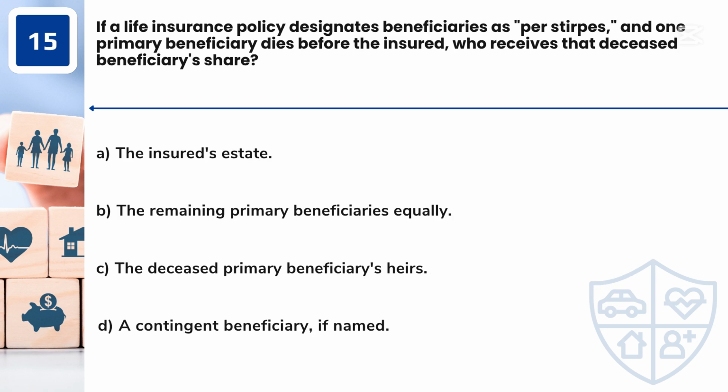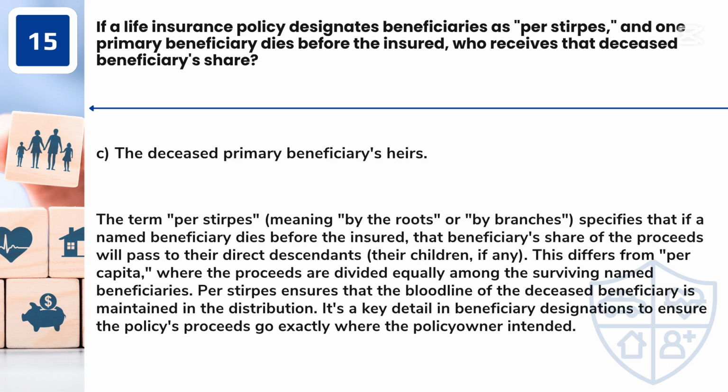Question 15. If a life insurance policy designates beneficiaries as per stirpes, and one primary beneficiary dies before the insured, who receives that deceased beneficiary's share? A. The insured's estate. B. The remaining primary beneficiaries equally. C. The deceased primary beneficiary's heirs. D. A contingent beneficiary, if named. Answer: C. The deceased primary beneficiary's heirs.